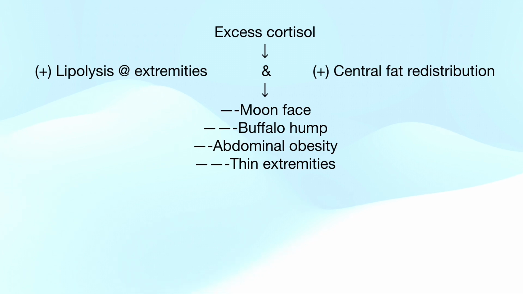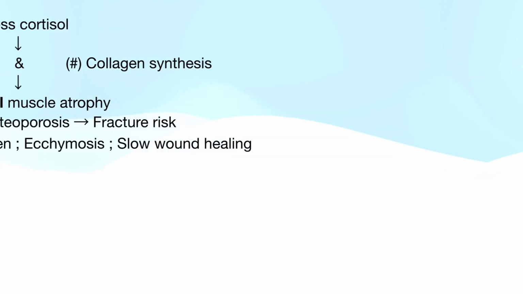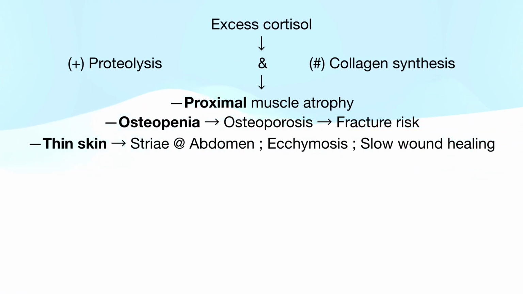A patient with Cushing syndrome appears with moon face, buffalo hump, abdominal obesity because of central fat redistribution and thin extremities because of lipolysis at extremities. Excess cortisol, it causes increased protein breakdown that results in proximal muscle atrophy, and there is also impaired collagen synthesis that results in osteopenia that causes increased risk for fractures, and the skin appears thin which is manifested as striae over abdomen, ecchymosis and slow wound healing.